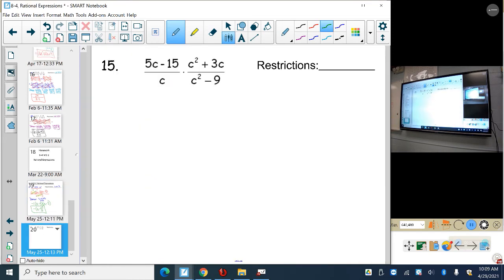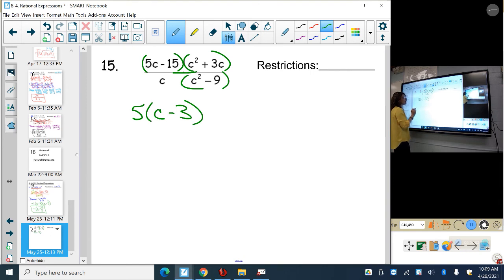And the last one I'm going to do with you is problem number 15, and then you guys are going to do the rest of them yourself. So here we go. The two fractions are attached by multiplication, so I'm going to go ahead and attach them all together and make sure I have parentheses there. So do I have a GCF in the first one? I do. So if I pull out a 5, I'm left with c minus 3.